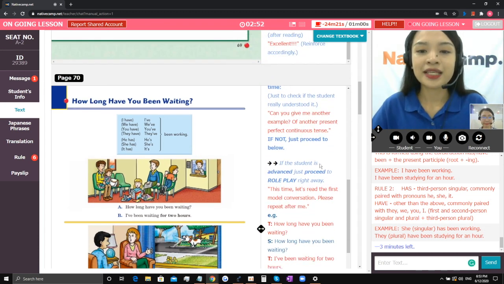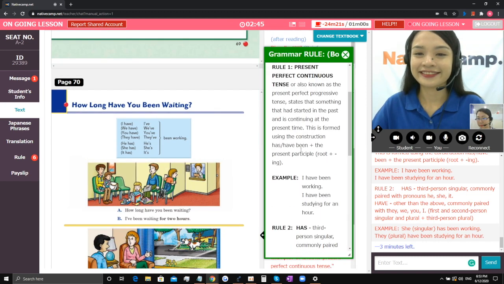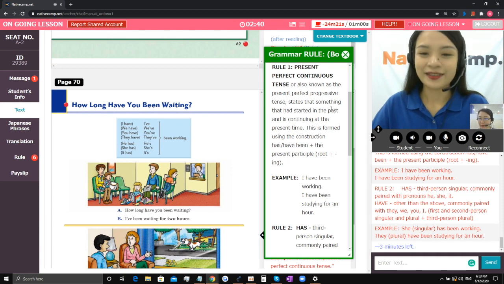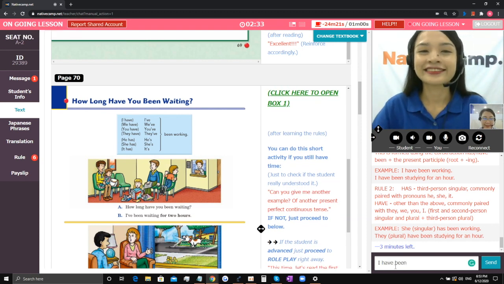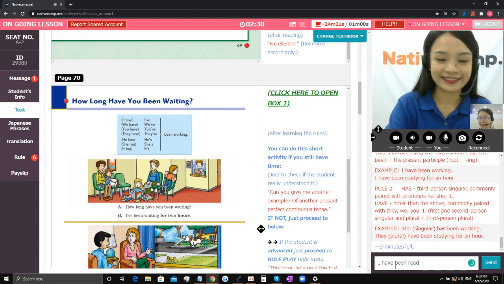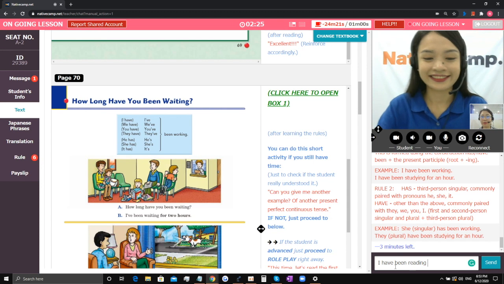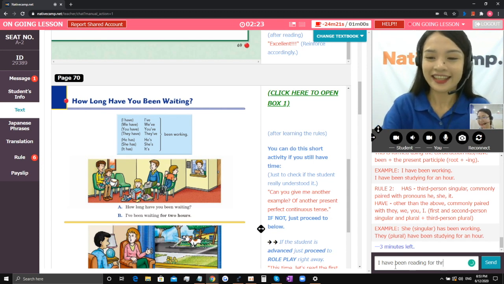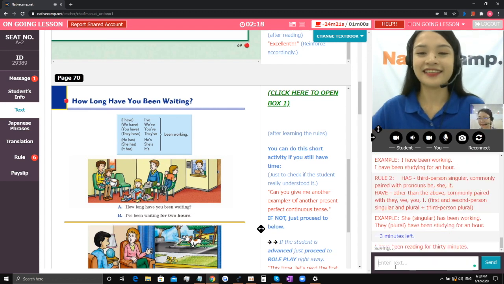Now, can you give me another example of a present perfect continuous tense? Another example. Yes. So I have been reading for 30 minutes. All right. I have been reading for 30 minutes. Very good. That's correct.